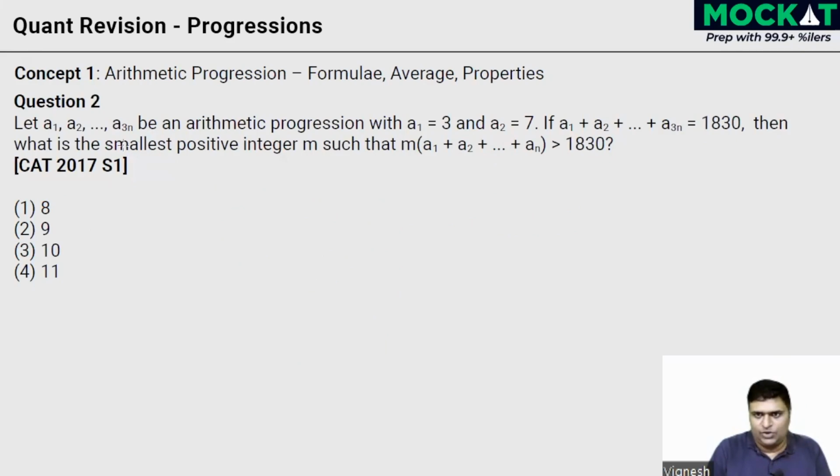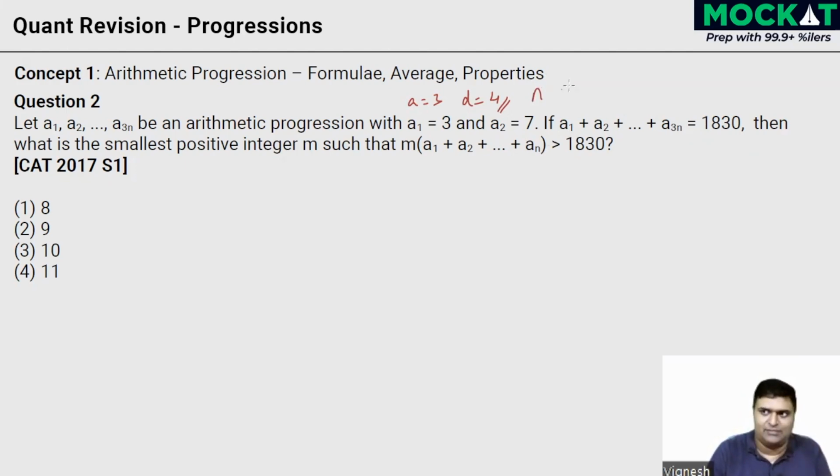Let A1, A2 and so on till A3n be an arithmetic progression with A1 equals 3, that's the first term, A2 equals 7, common difference I know. So A equals 3, common difference 7 minus 3 is coming to 4. I don't know the number of terms. For now, this 3n and all is too much for me. Let me just use n. Later, I will divide it by 3.